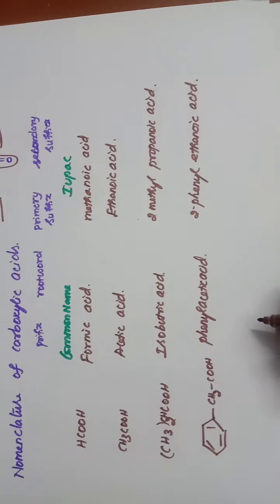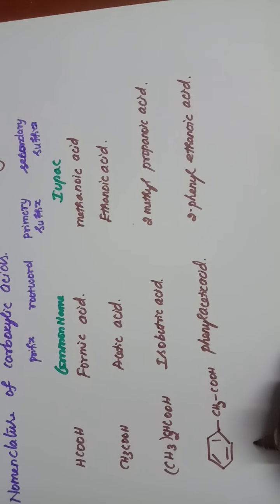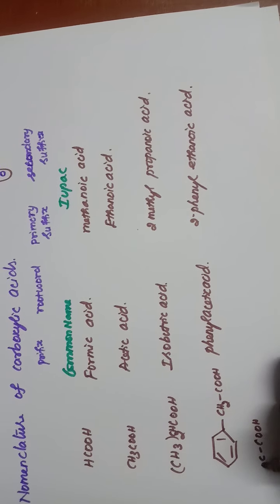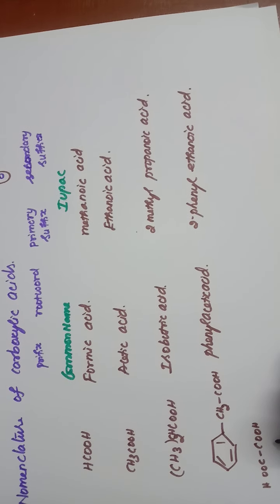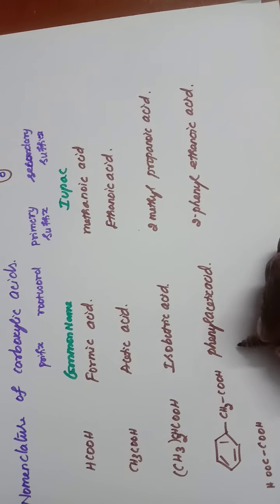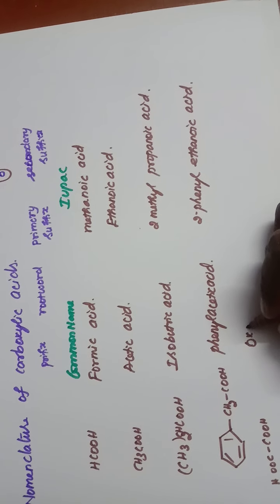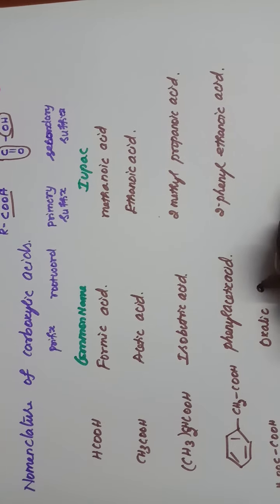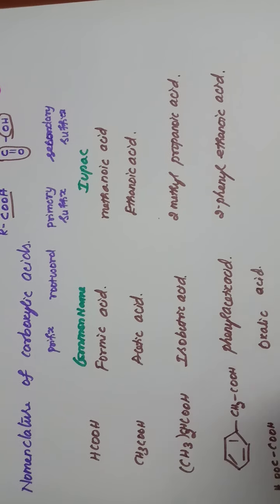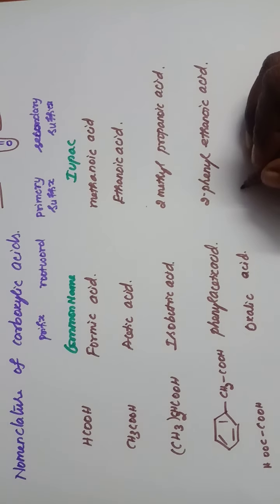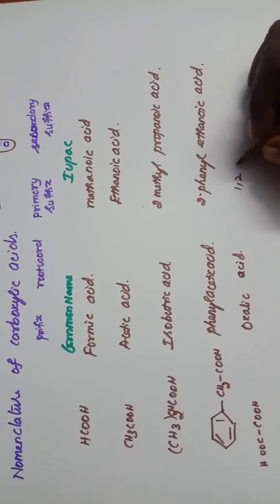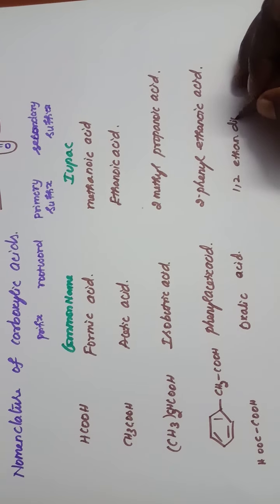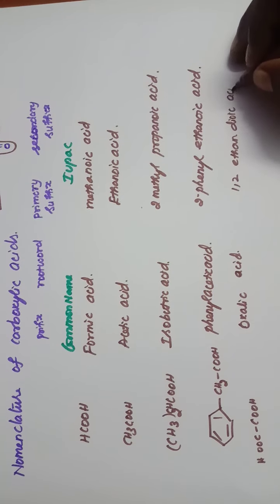Next one is COOH COOH. Common name is oxalic acid. IUPAC name is 1,2 ethane dioic acid.